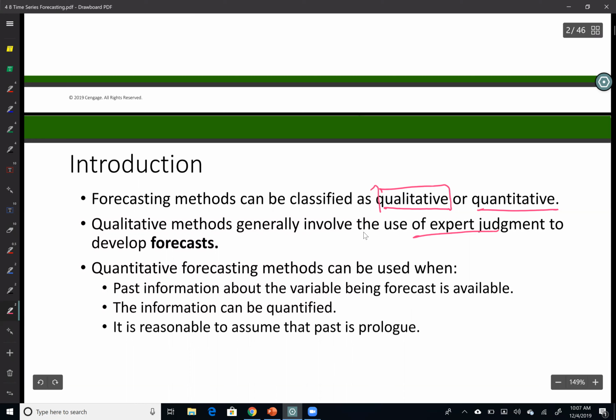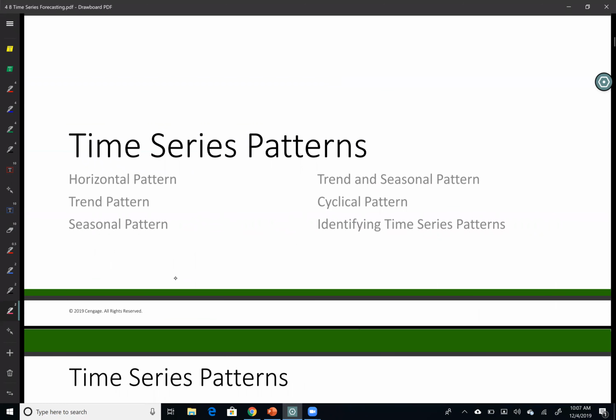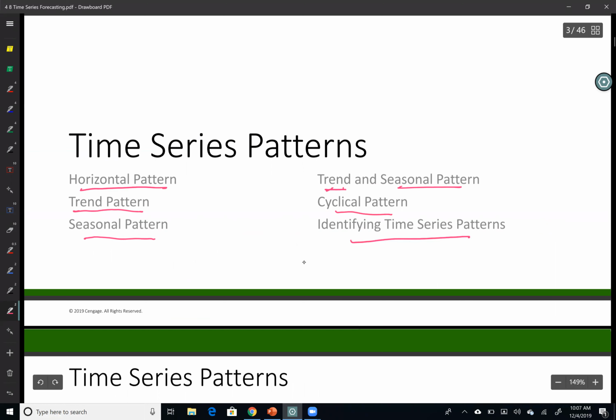In this video, I would like to talk about quantitative forecasting, and we use it when we have past information available for us, and also that past information can be quantified. Another condition for this is that the past is prologue to the future forecast. All right. So in this video, I would like to talk about horizontal pattern, trend pattern, seasonal pattern, trend and seasonal pattern together, cyclical pattern, and identifying time series patterns.